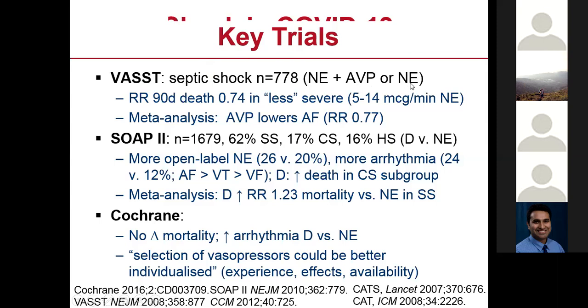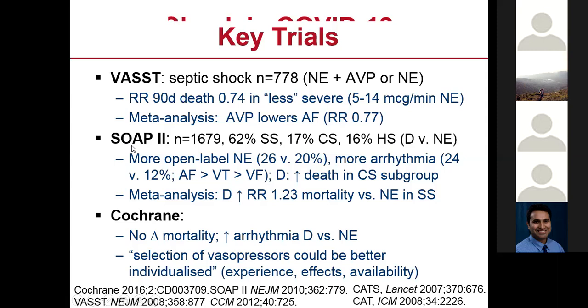The trial overall did not show a difference, but in a subgroup analysis, vasopressin may have actually worsened outcomes, or at least did not improve them in the more severe group. But in the group that was on norepinephrine of 5 to 14 micrograms per minute, addition of vasopressin actually reduced the rate of death at 90 days.